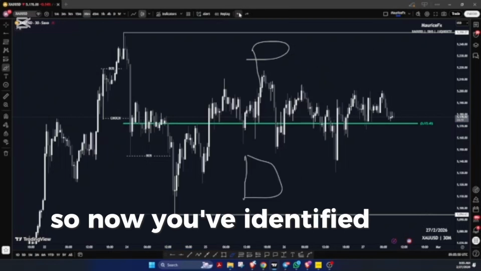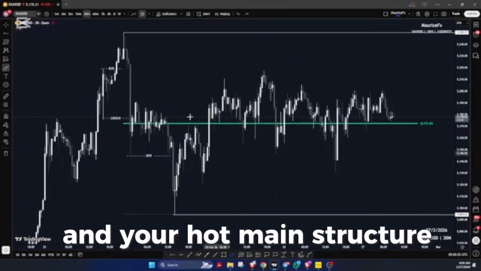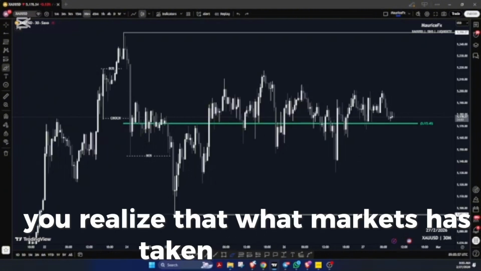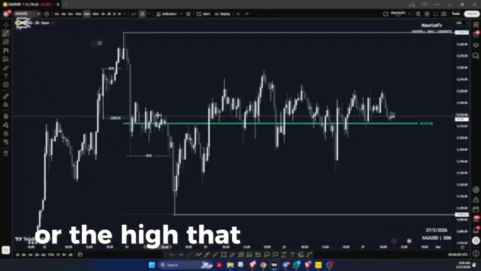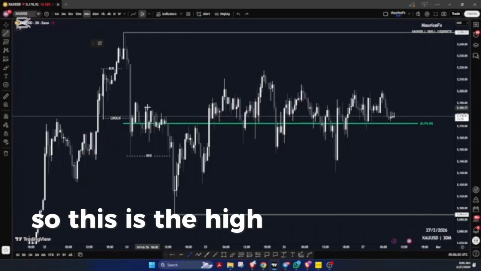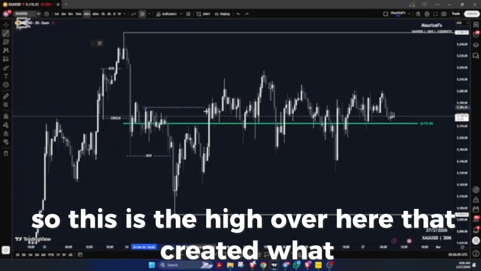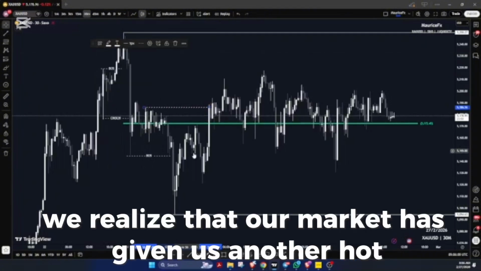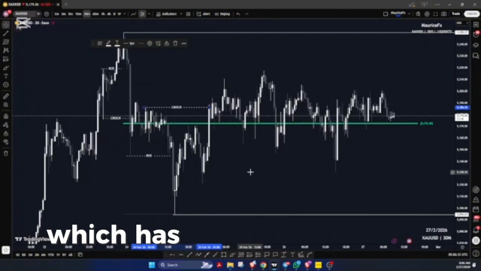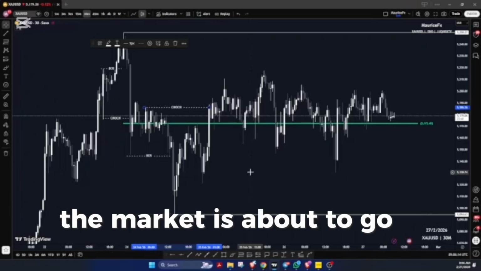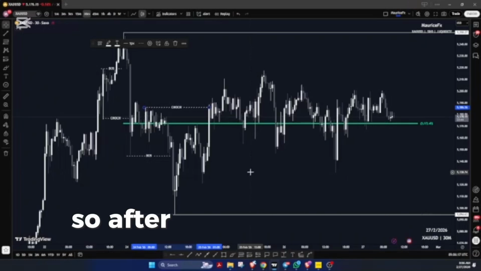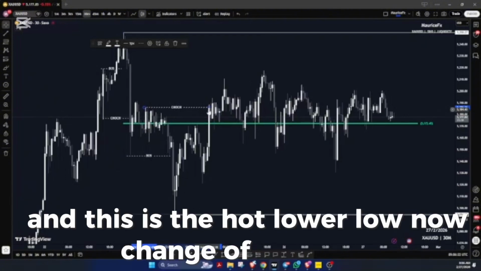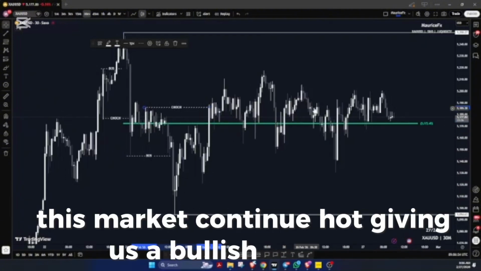So now you've identified your swing structure and your main structure. Later on, what happened again? You realize that the market has taken out the low or the high that created this low. So this is the high over here that created this lower low. What can we see? We realize that the market has given us another change of character, which has indicated that the market is about to go into bearish mode. After this change of character, and this lower low, the market continued, giving us a bullish wave.